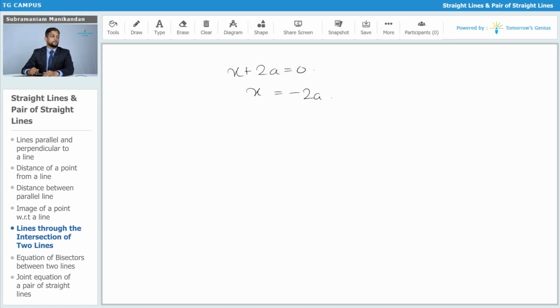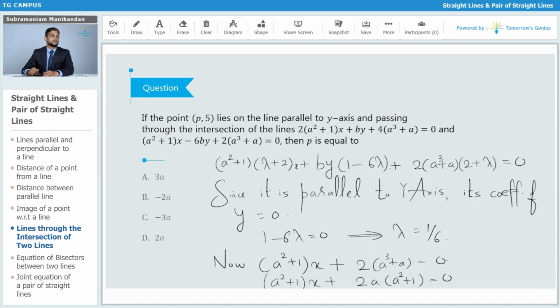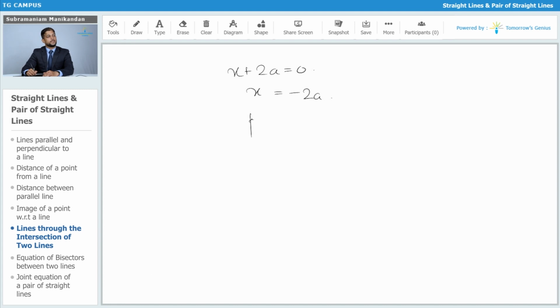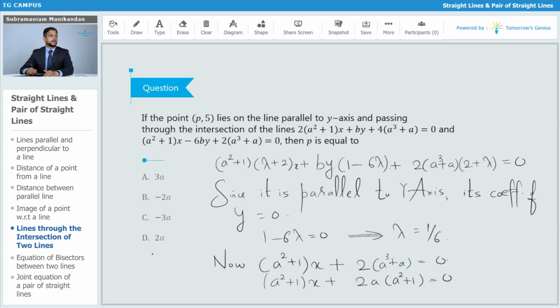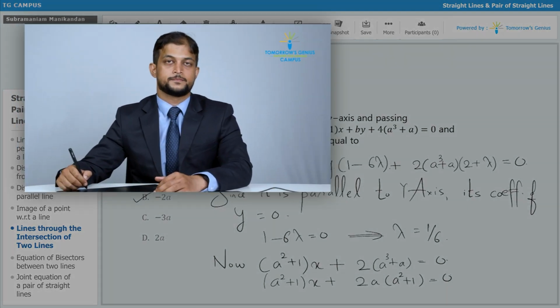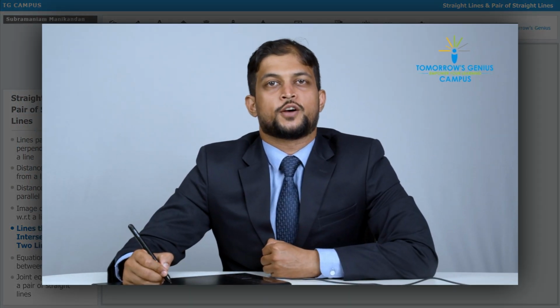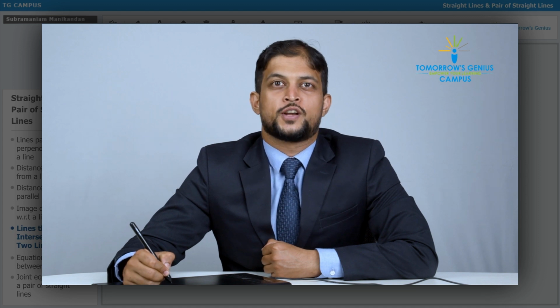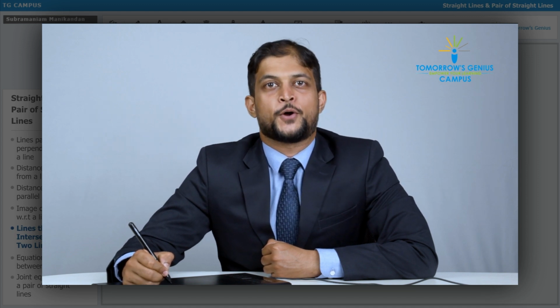Now the point P, 5 passes through this line, and therefore P plus 2a is equal to 0, thus giving P is equal to minus 2a. And this is the value of the arbitrary constant P. And so we get option B as the correct answer to this question. JEE Mains 2015 had a beautiful question on reflection. Let's look at that now.